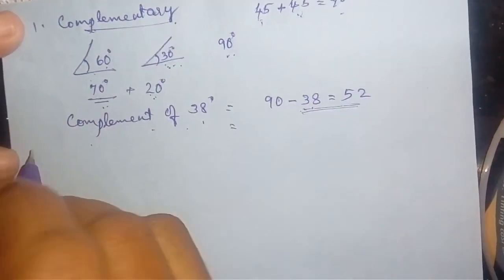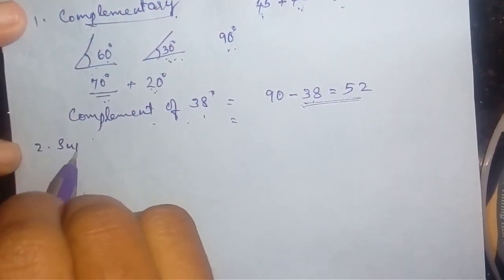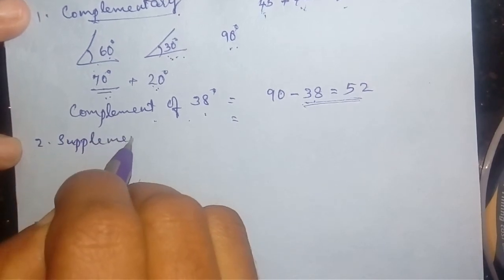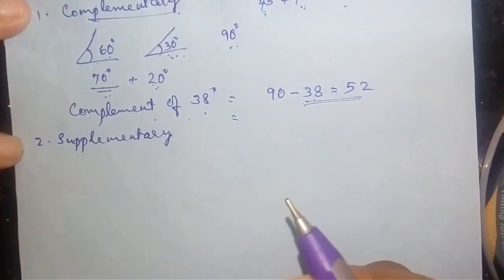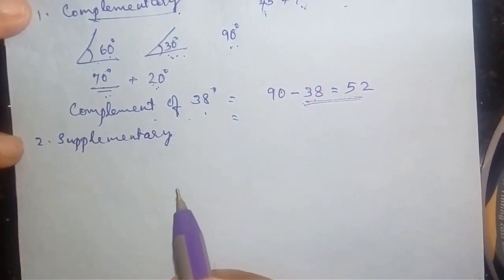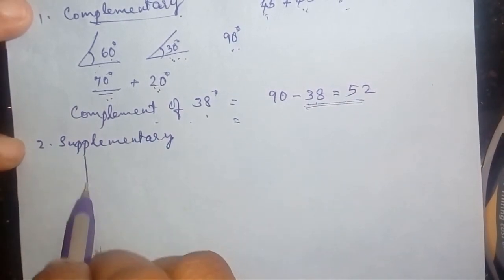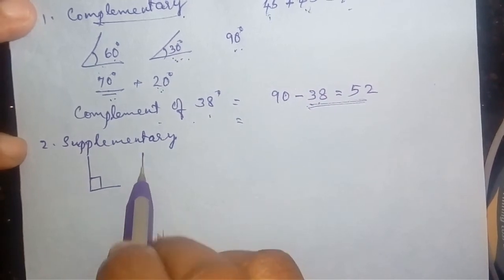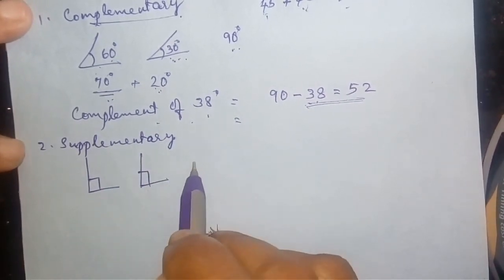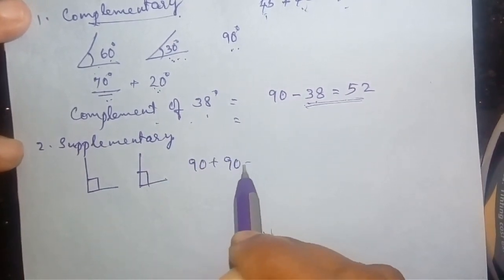Okay. The next one is supplementary angles. There we can see the sum of two angles makes 180 degrees. That is, for example, we can take 90 and 90. What is the sum? 90 plus 90, 180.